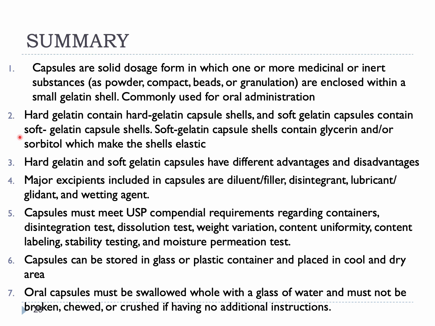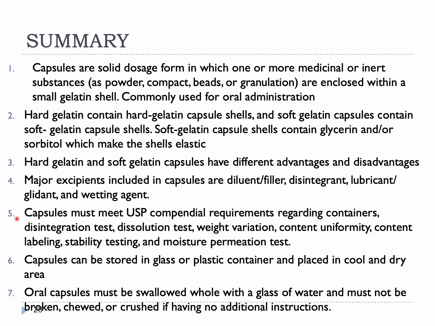Soft gelatin capsule shells contain glycerin and/or sorbitol, which make the shells elastic. The composition of soft gelatin capsule shells is in general similar to the hard gelatin capsule shell; it's just adding more glycerin and sorbitol. Hard gelatin and soft gelatin capsules have different advantages and disadvantages. Major excipients included in capsules are diluent, filler, disintegrant, lubricant or glidant, and wetting agent.